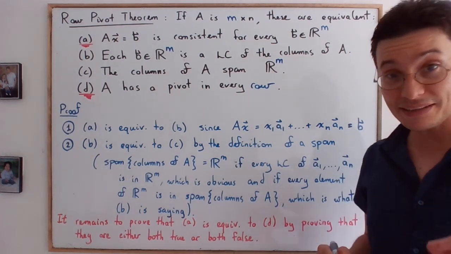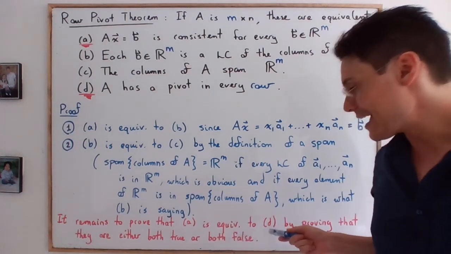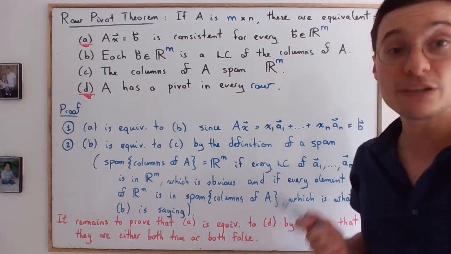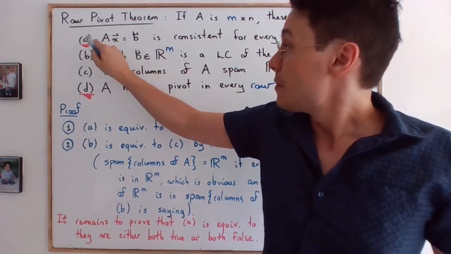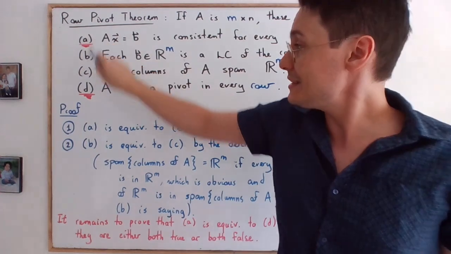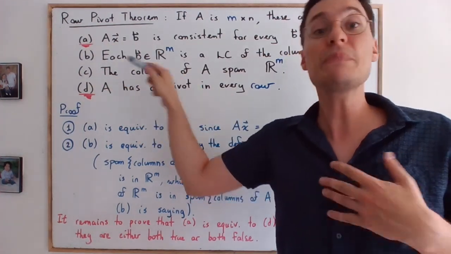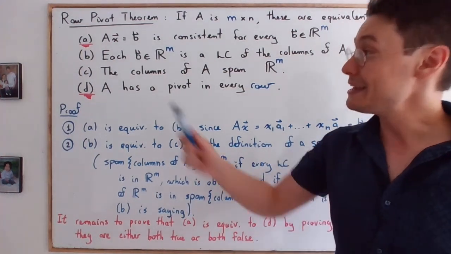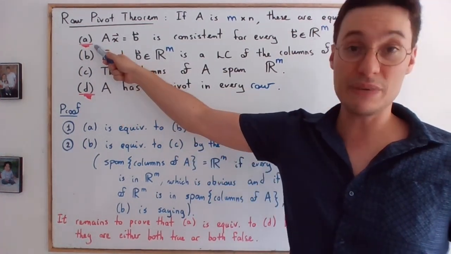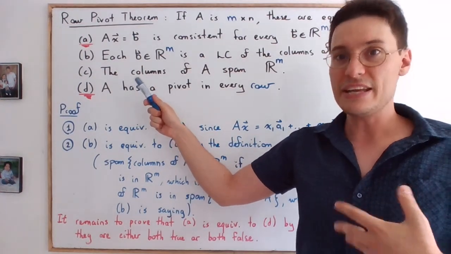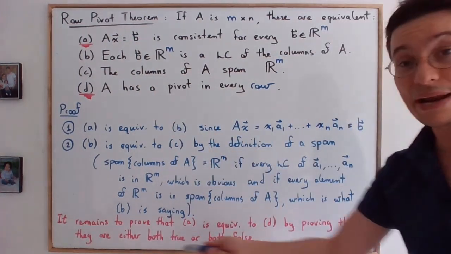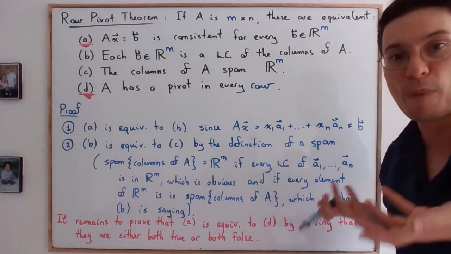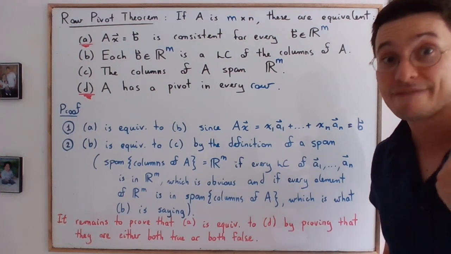The hard part in this proof is to prove that A, or any other statement, but we'll choose A, is equivalent to D. What remains is to prove that these two are equivalent so that everything will be tied up together. The way we will accomplish this is by proving that if D is true, it forces A to be true, and if D is false, it forces A to be false. Hence what I wrote over here. So we have to prove that they are either both true or both false. For that reason, the proof will have these two steps.